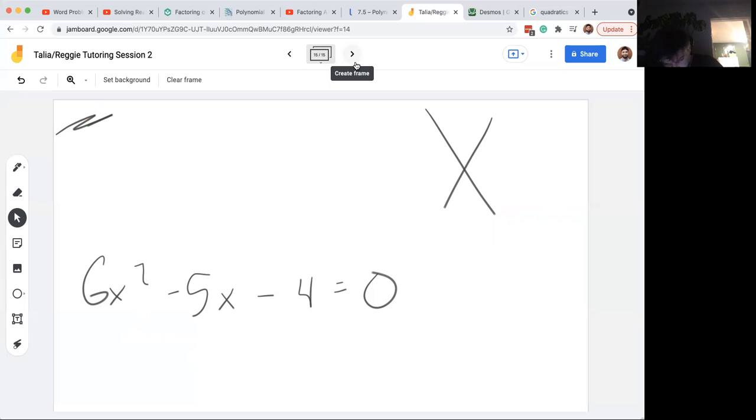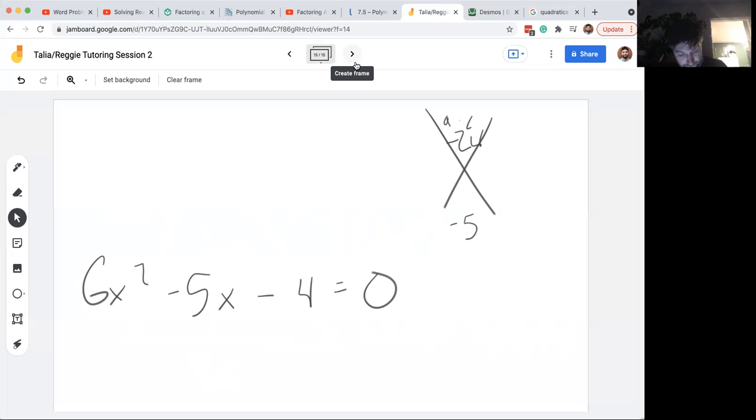So the top is, what's going on? A times C, which is going to be negative 24. Just ignore that it doesn't fit there. That's a negative 24. And the bottom is going to be negative 5. So I'm looking for factors of 24. Okay, now we're going to end up with a positive and a negative, and their difference is going to be negative 5, or they're going to add to negative 5, but a positive and a negative.